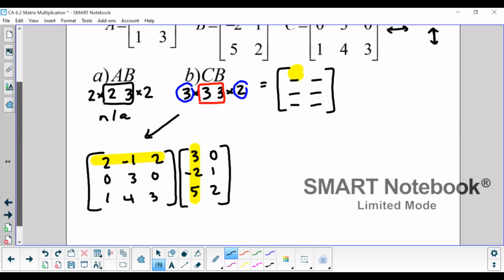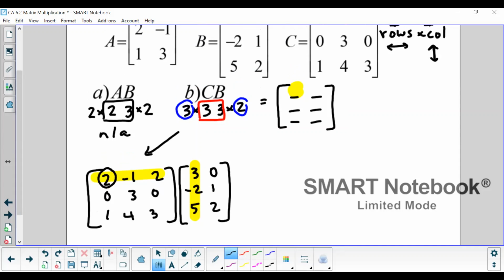Okay, so let's do that math. So we're going to do the dot product. So the first entry in the row is 2. This is the first entry here in the row, and this is the first entry in the corresponding column. So I'm going to do 2 times 3.